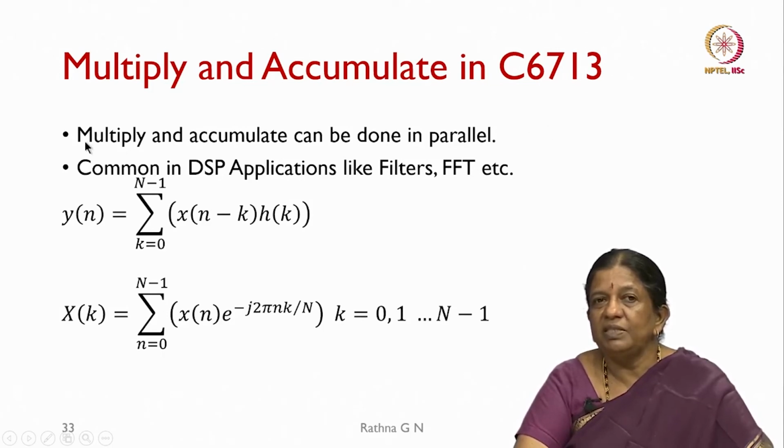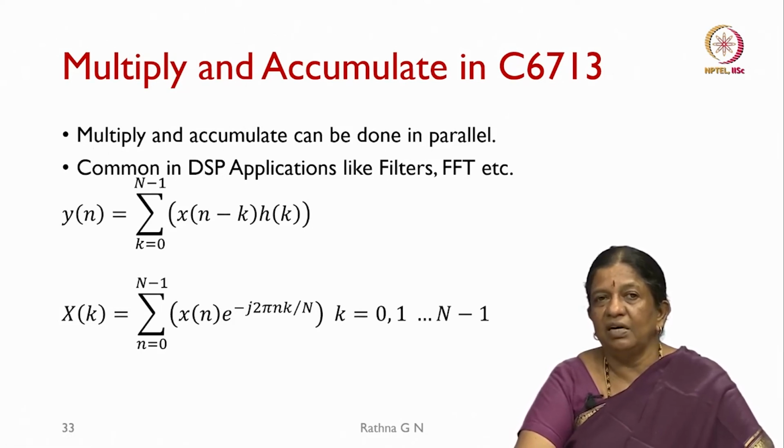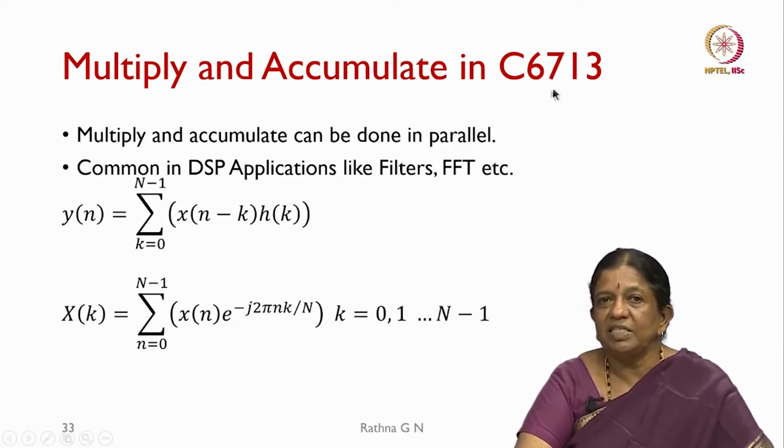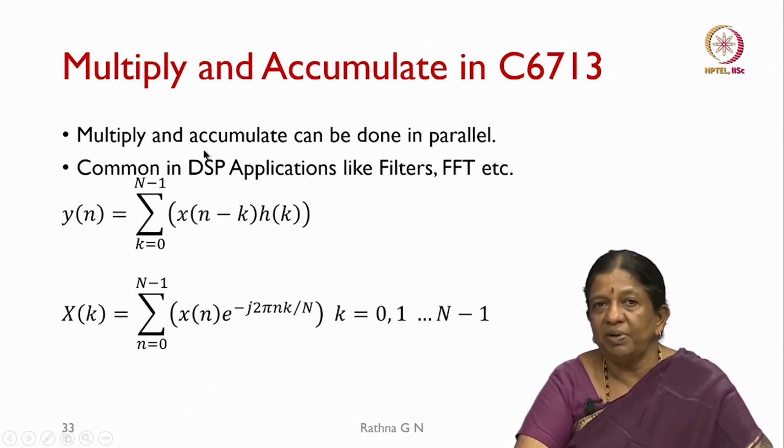So, we said we want a MAC operation, but the later versions of all 66 processors have only a multiplier and an accumulator separately, which will be done in parallel. So, common DSP applications we said are filters and the fast Fourier transform, and we want to implement those two, and then the rest of the things you can consider.